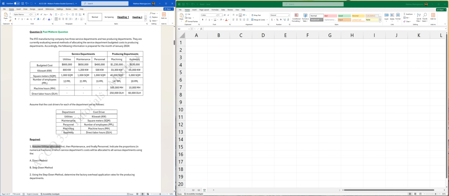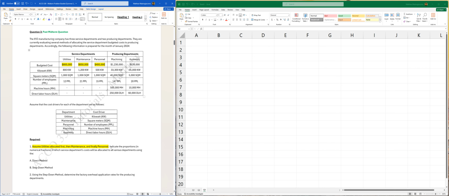Okay, so assume the utilities is allocated first, then maintenance, and finally personnel. So guys, they give us an order for the allocations. Okay, so that's going to be used for our step down most likely. And just so you guys can see here, by putting utilities first, maintenance, and personnel last, it just goes from highest to lowest cost. If they didn't say that, you would just do highest to lowest cost because it's literally that order anyway.